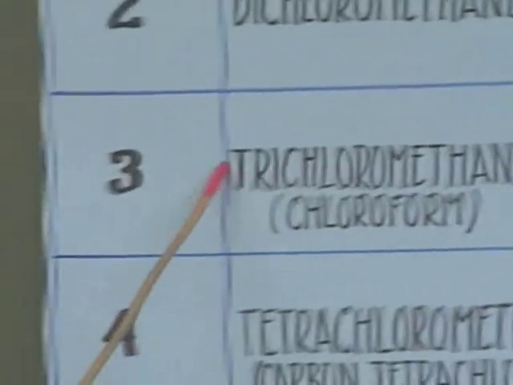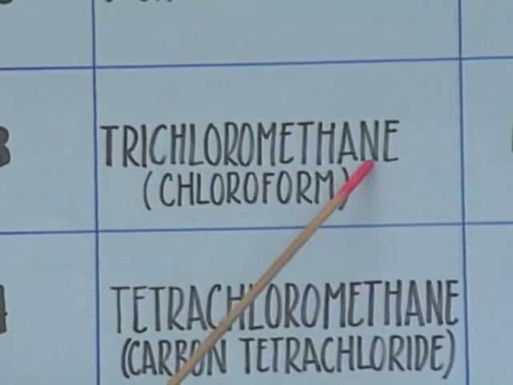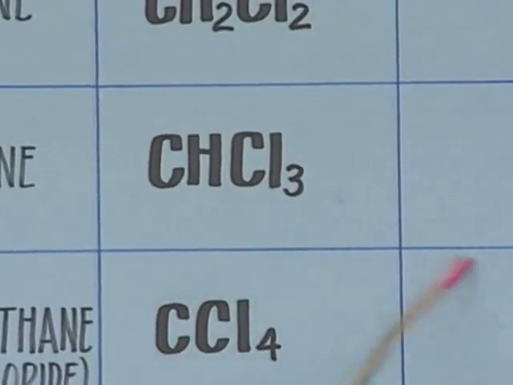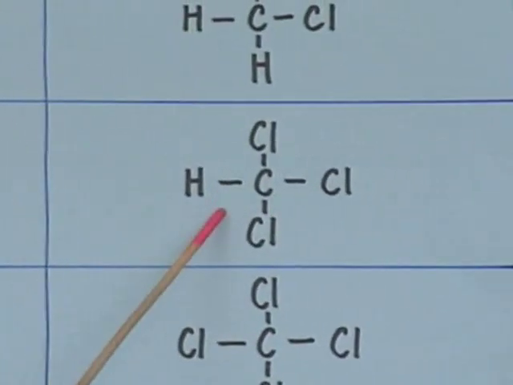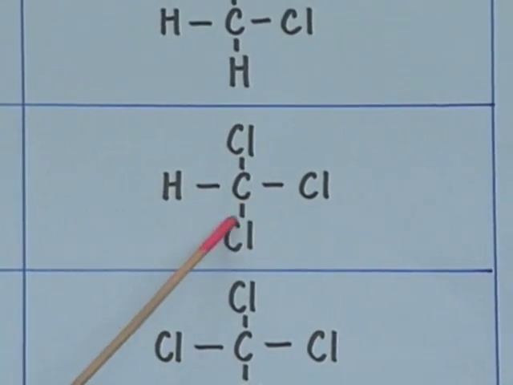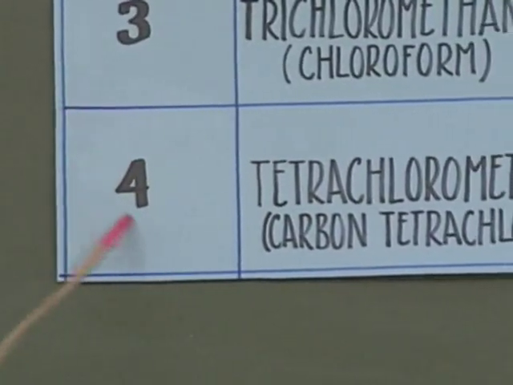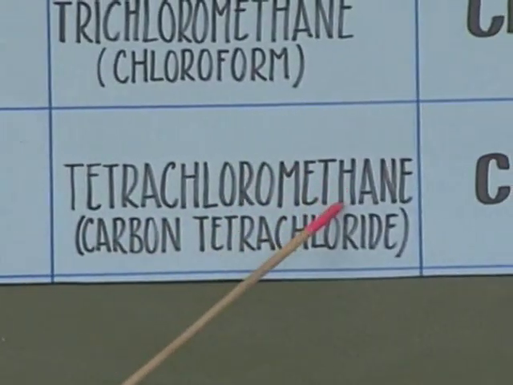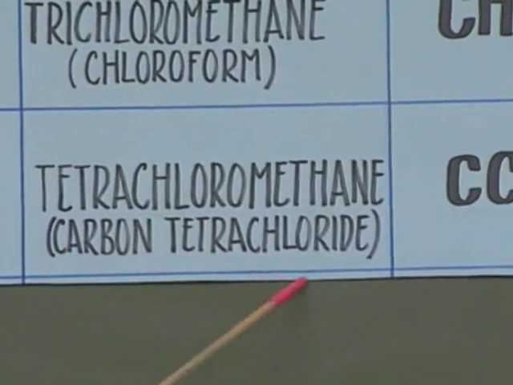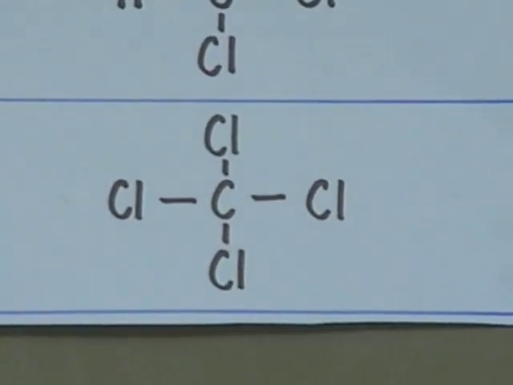When three hydrogen atoms are displaced by chlorine, we get trichloromethane, commonly known as chloroform, CHCl3, with this structural formula where we have three chlorine atoms attached covalently to the carbon atom. When four hydrogen atoms are all displaced by chlorine, we get tetrachloromethane, also known as carbon tetrachloride, CCl4, where the central carbon atom is attached to four chlorine atoms by covalent bonds.